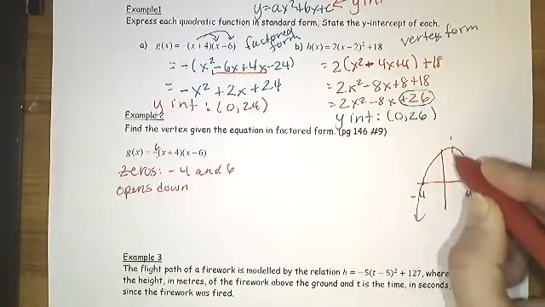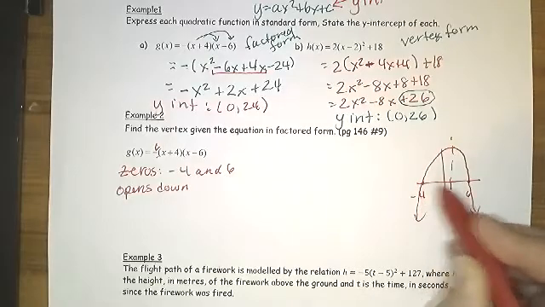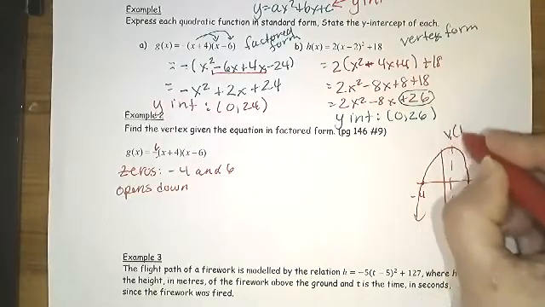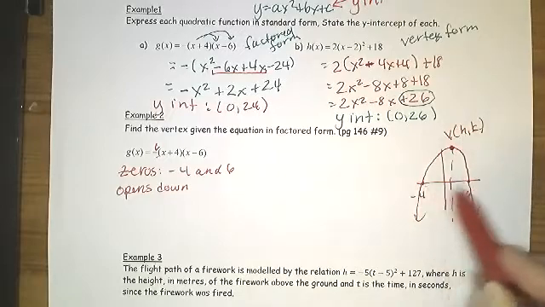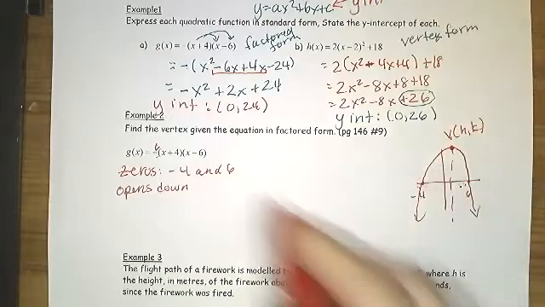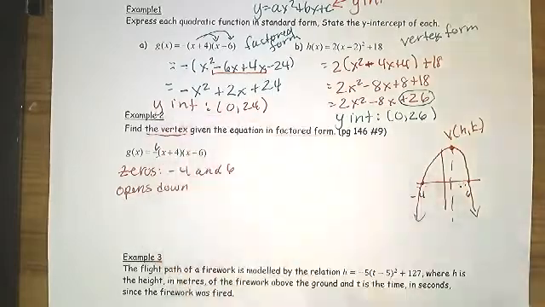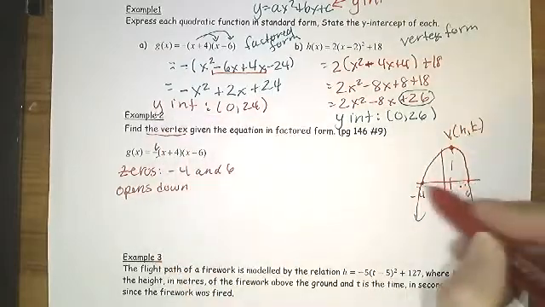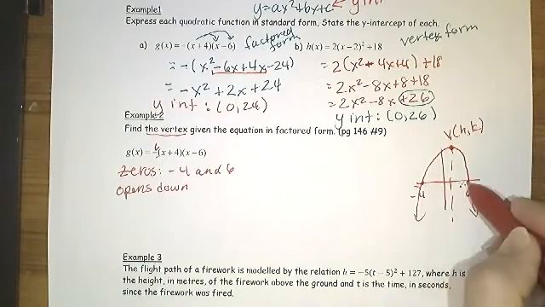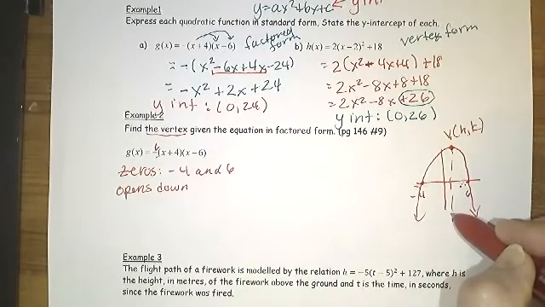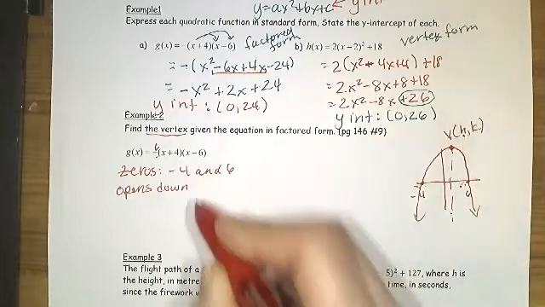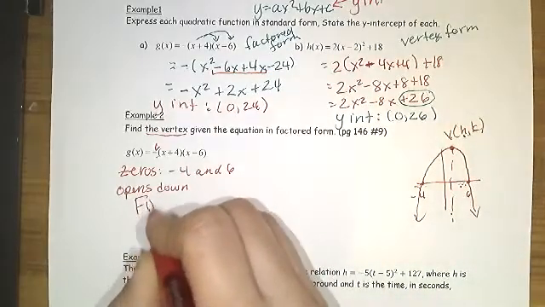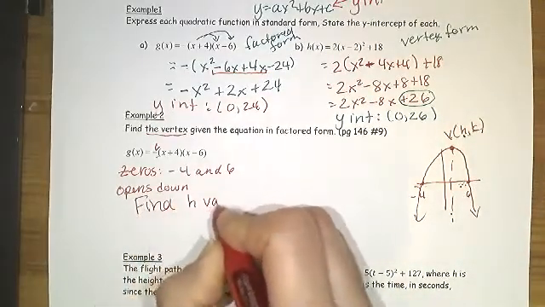Due to symmetry, we know that the h value, remember this is a vertex, which would be our h and our k right here, would be halfway between these two zeros. So our first goal, if we want to find the vertex, is to find that h value, or the axis of symmetry between these 2 points, and that will give us the h value. So that will be our first step. So let's first find the h value.